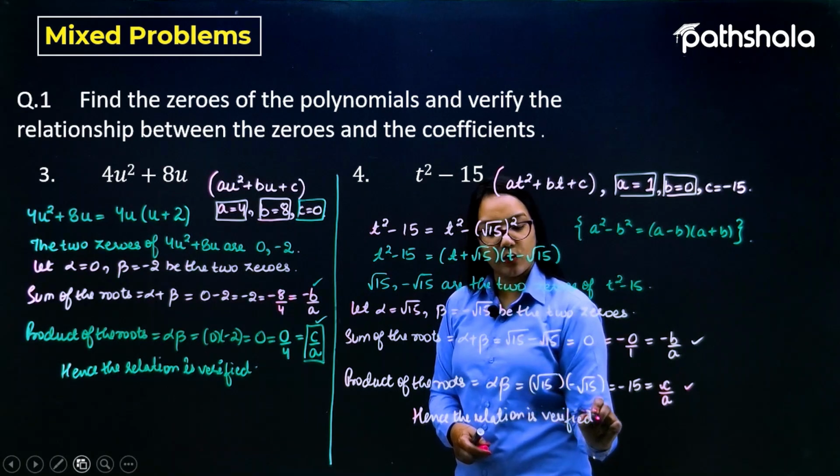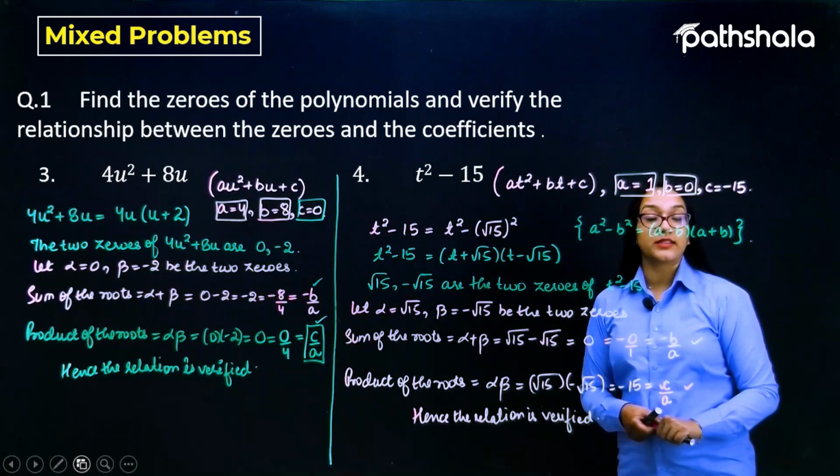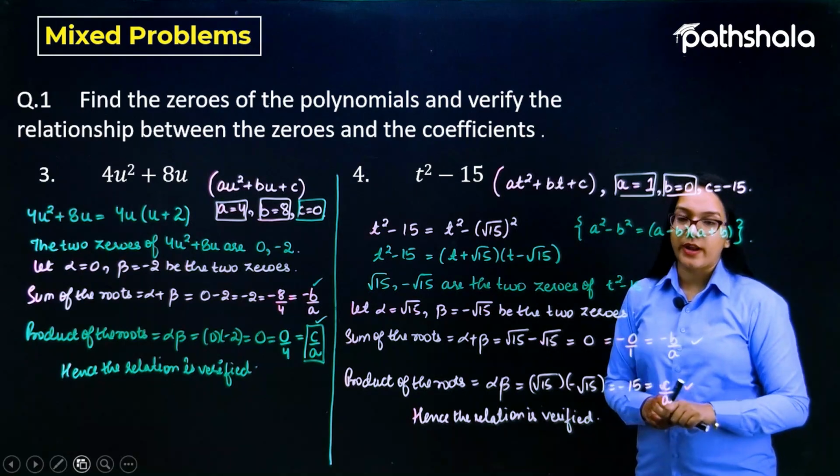So this is all about verifying the relationship between the coefficients and the zeros, and how we can find the zeros of the given quadratic polynomial.